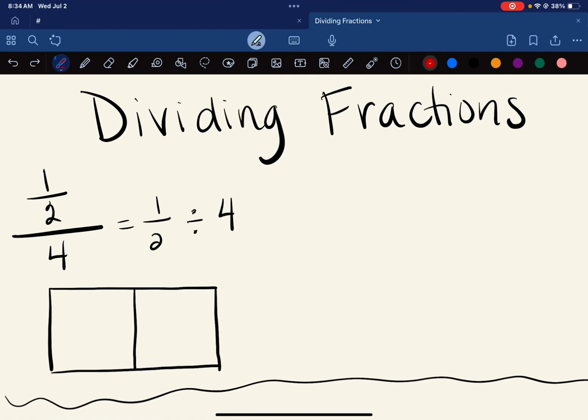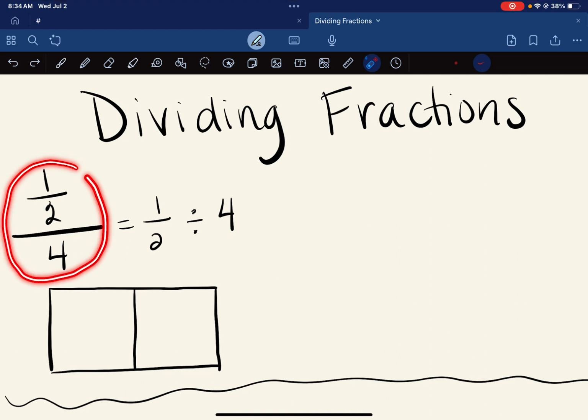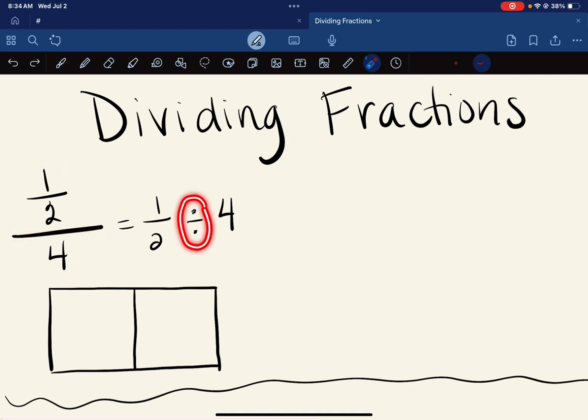So in this video, we are dividing fractions. This is 1/2 divided by 4, or you can write it like this, 1/2 ÷ 4. So our original figure is divided in half, so we start with only half of this figure. So there's half of it. And then I want to divide that into 4 pieces.